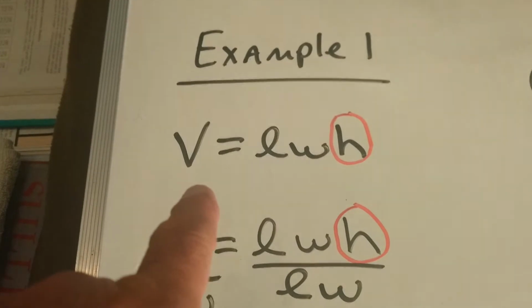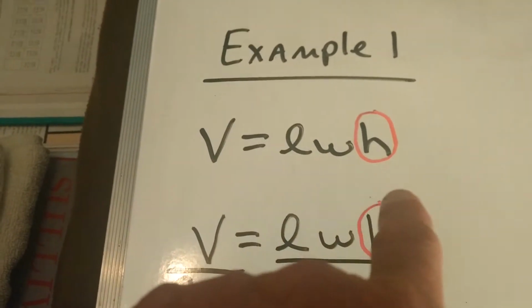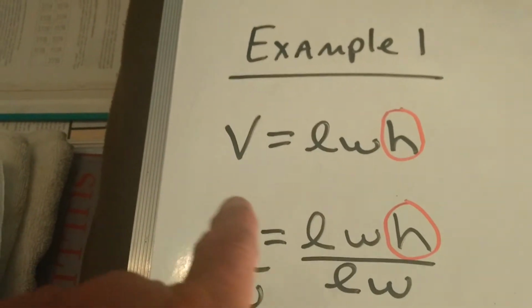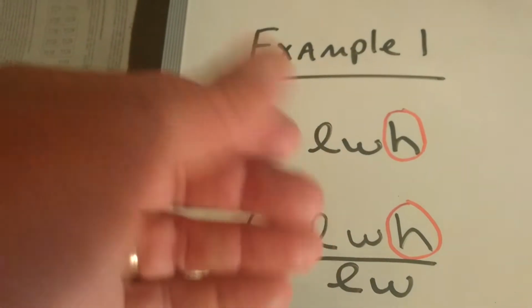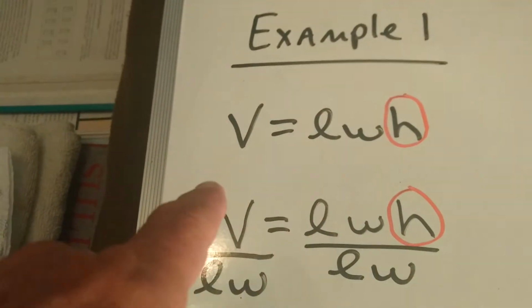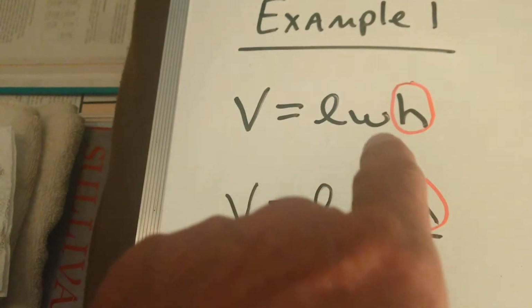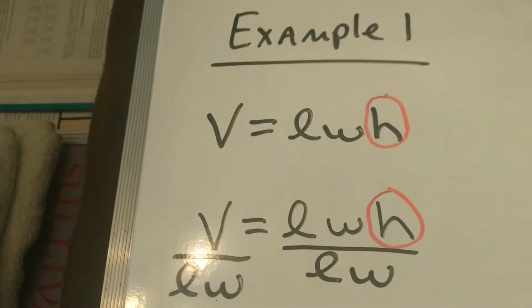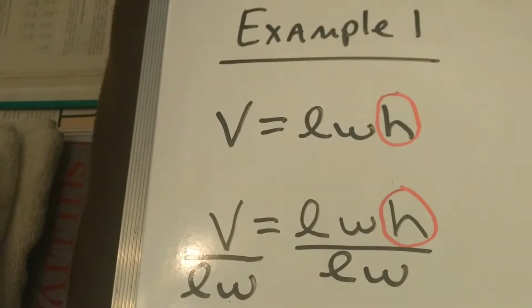First of all, the definition of a formula says that it's one variable on one side by itself. So you can see that as example 1, V equals LWH is a formula. The question's asking us, we don't want V, we want H. So what happens here, you'll see I've circled the H. The reason I've circled the H is I'm reminding myself that that's what I want to get by itself.